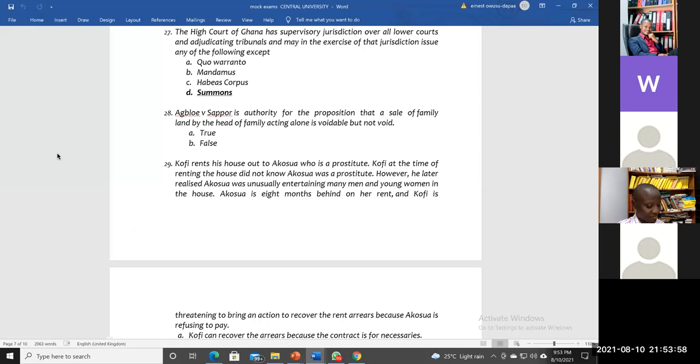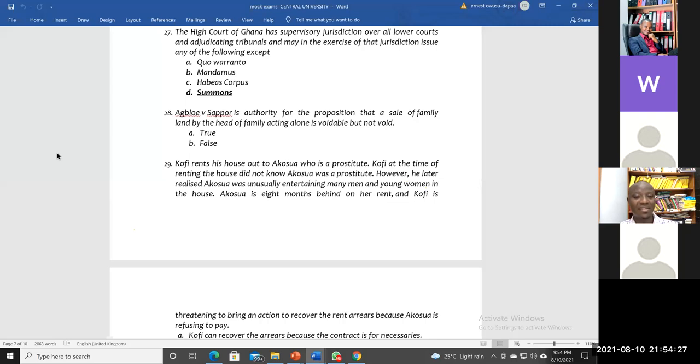If the family head alone makes a sale of a family land, it is voidable at the instance of the principal members. If the principal members are quiet over the issue, the sale of the land is as valid as anything until the principal members take steps to set it aside, to raise the issue of its voidability, to void it.